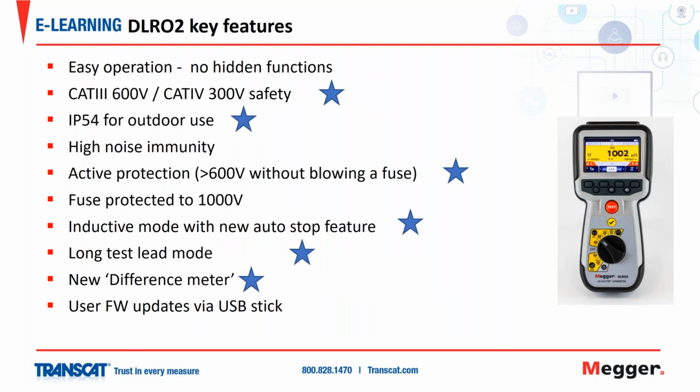So just some key features: very easy to operate. There are no hidden functions. Everything's right there on the front on the selector switch and on your screen. There is a Cat 3 600 volt or Cat 4 300 volt safety. Again, we'll go into these features in a little more detail shortly, but I'll mention here that the Cat rating defines the level of transient voltage or voltage spike or surge that the instrument has been designed to withstand. The unit's got high noise immunity, active protection and fuse protection. Again, we mentioned the inductive mode and long test lead mode, and it's got a difference meter. We'll talk about that shortly. And then this is a nice feature: if there are any firmware updates to the unit, these can be updated in the field by the end user by using a USB stick.